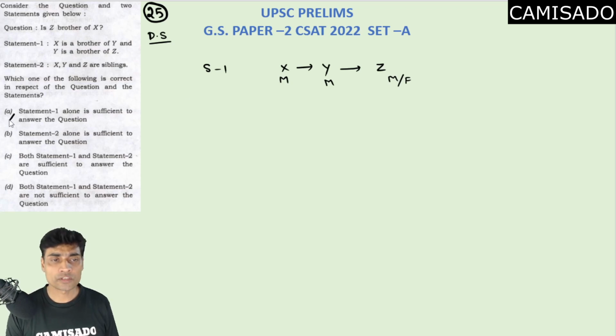Again statement number 2 says X, Y and Z are siblings. Okay, fine, but that also doesn't show anything about the status of Z, whether it's male or female. So statement number 2 alone is not sufficient. And when we combine statement number 1 and statement number 2, then also we can't get anything about the gender status of Z. Basically Z is brother only when Z is male, so it can't be deduced from here. Therefore D is the right option. Both statement 1 and statement 2 are not sufficient to answer the question.